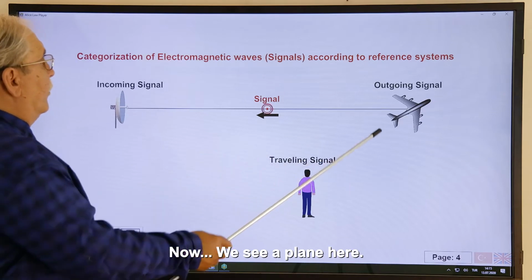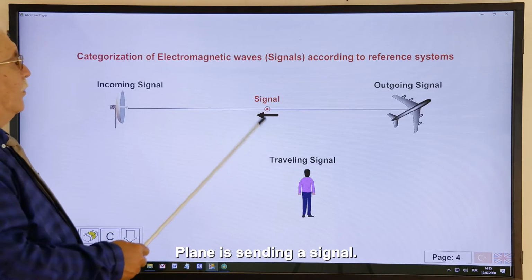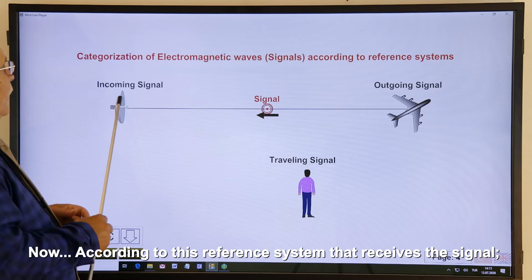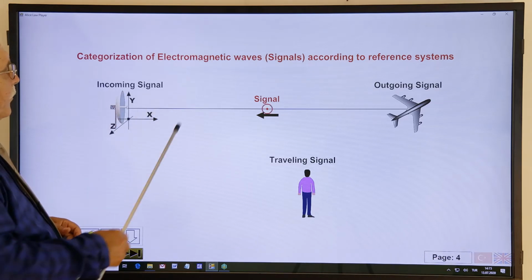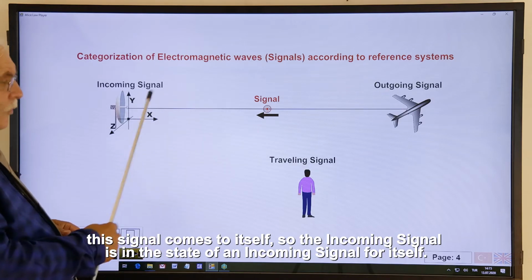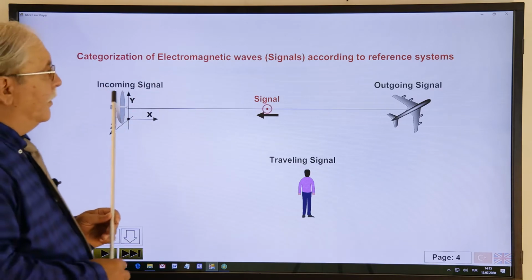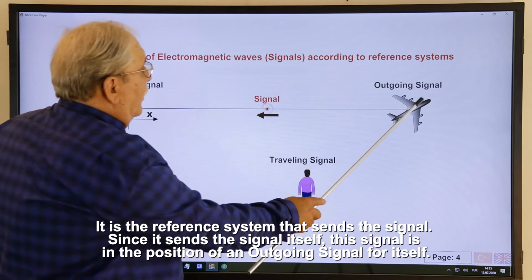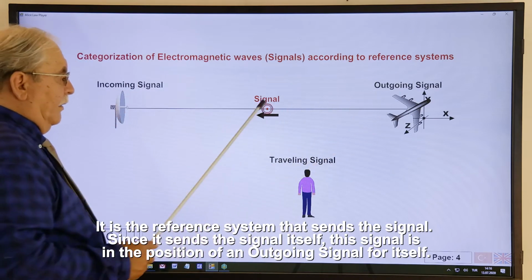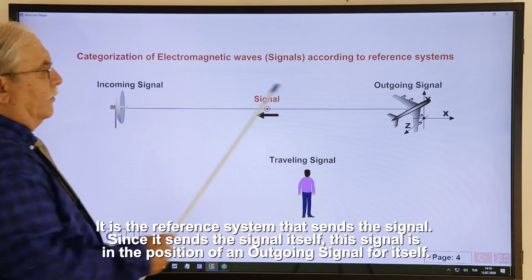Now, we see a plane here. We also have a station here. Plane is sending a signal. Now, according to this reference system that receives this signal, this signal comes to itself, so the incoming signal is in the state of an incoming signal for itself. It is the reference system that sends the signal. Since it sends the signal itself, this signal is in the position of an outgoing signal for itself.